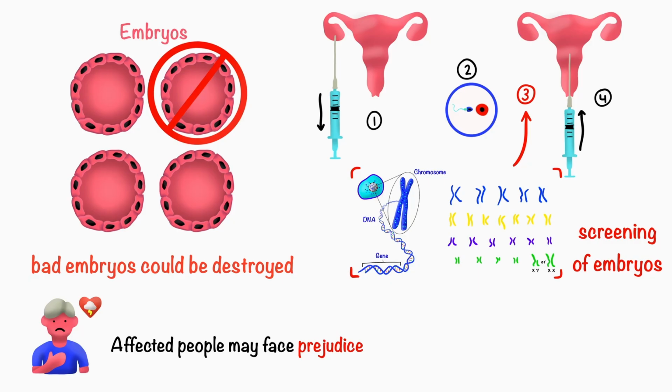Those against embryonic screening worry that it implies people with genetic problems are undesirable. This could increase prejudice. They also express concerns about where to draw the line. Could parents eventually select for traits like eye color or intelligence? Others note that screening is expensive and question whether it's a good use of resources.